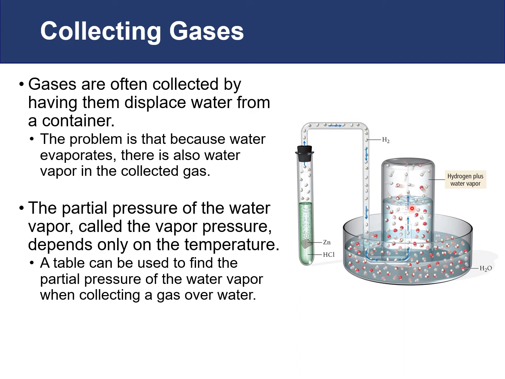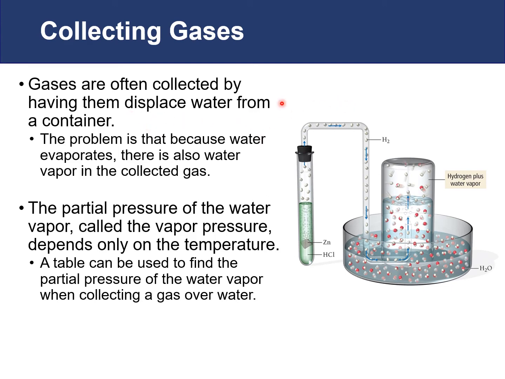When you start out doing one of these methods, the water is all the way to the top. And as the hydrogen gas bubbles up, it pushes the water out. And so what that leaves is mostly hydrogen gas. However, some of the water will actually evaporate. So you're going to have some water in the gas phase above the surface of your water. Okay, so gas itself is often going to be collected by displacing water from the container.